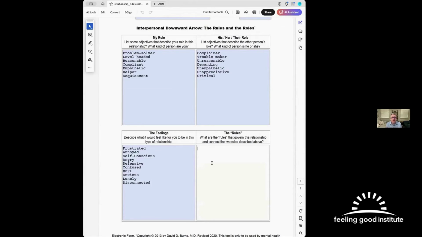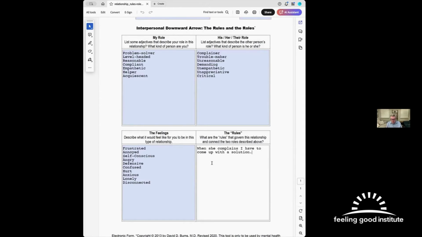are the rules? I would describe these as unconscious rules. It's not like you're sitting down and choosing to follow a particular rule, but in order to maintain these roles and the way that it feels, what are the rules that you're following, do you think? Well, I think one rule is when she complains, I have to come up with a solution.